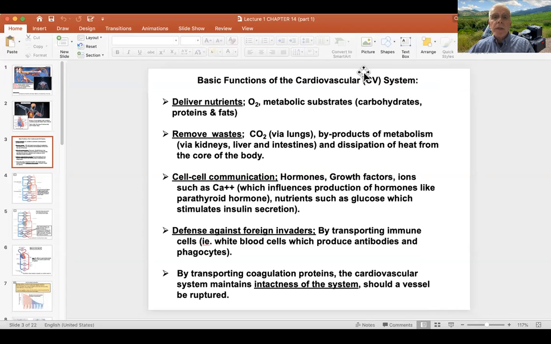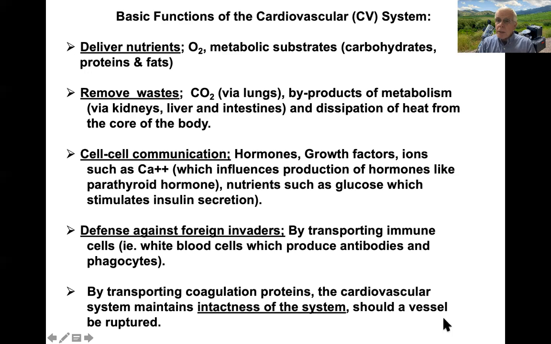Delivers nutrients, oxygen, things like oxygen, metabolic substrates, carbs, proteins, fats. All the cells in the body ultimately depend upon the cardiovascular system to supply them with all of their needs. So nutrients is one need. Cells generate waste, as I've indicated, like carbon dioxide. They generate acids, all sorts of metabolic byproducts. These are taken away by the cardiovascular system.